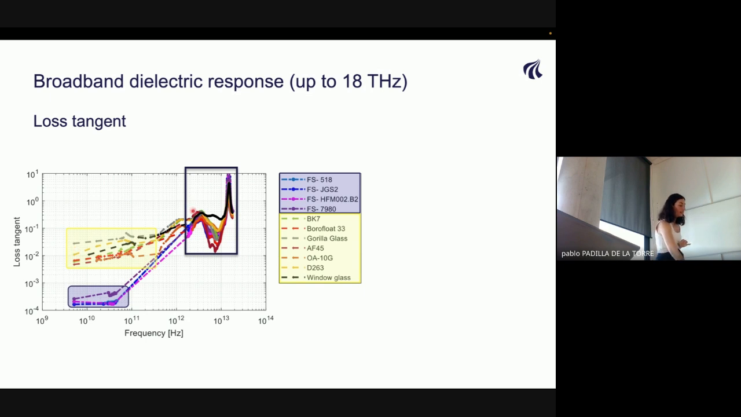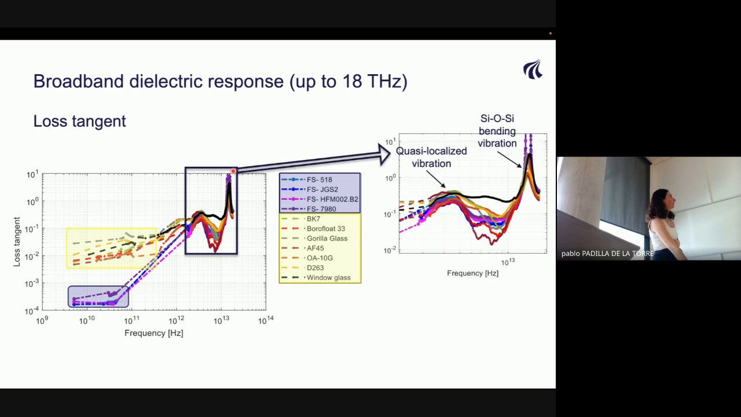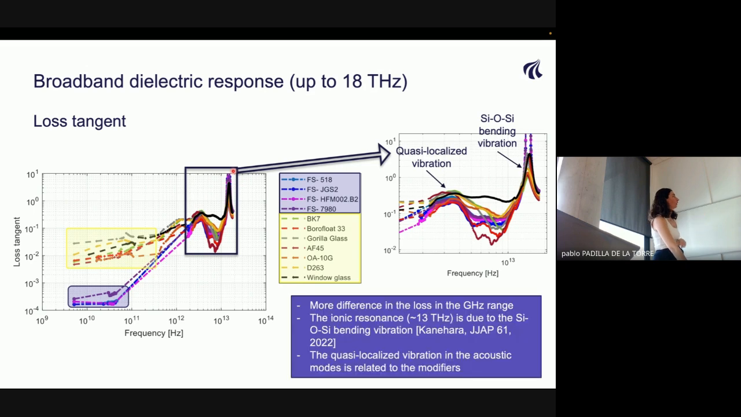What I wanted to add is that in the boson peak, when we have materials with a higher amount of modifier, like glasses, that peak is higher for the glasses. But if we go to the ionic resonance, then the more pure your material is, the higher the peak. So you can have a loss tangent of 40 for fused silica at that frequency. So it's a very good absorber if you want to use it at that frequency. This is a summary of what I was just mentioning.